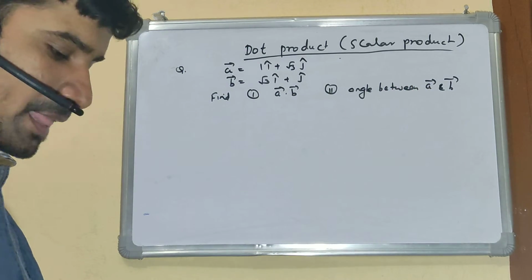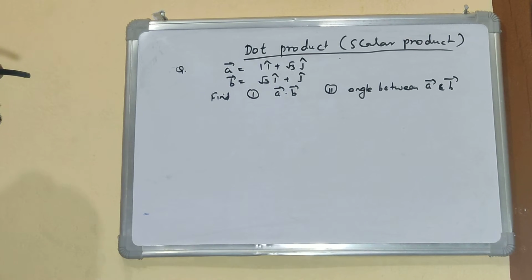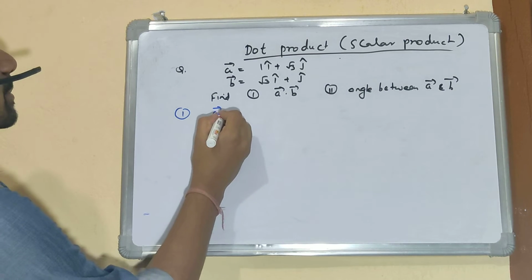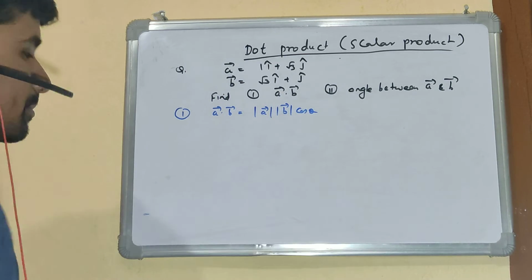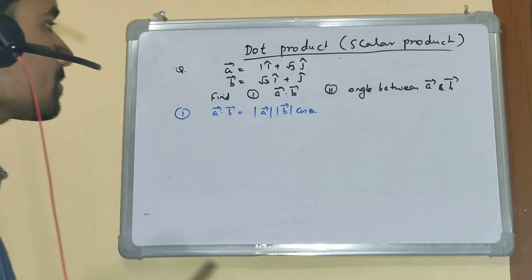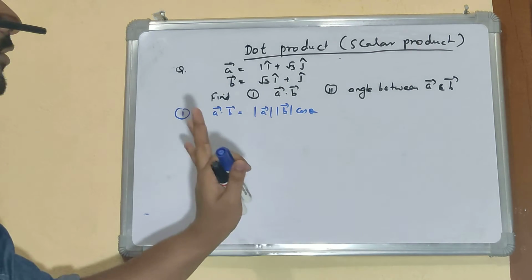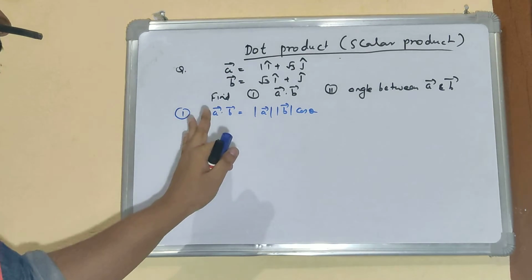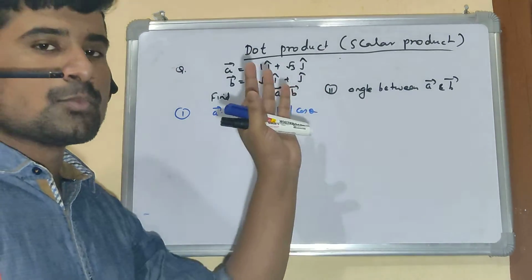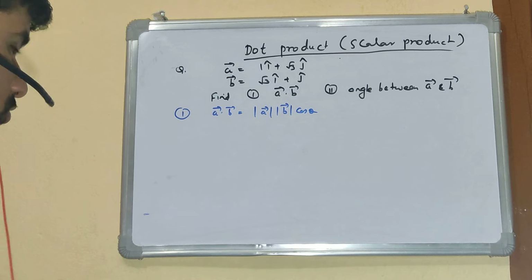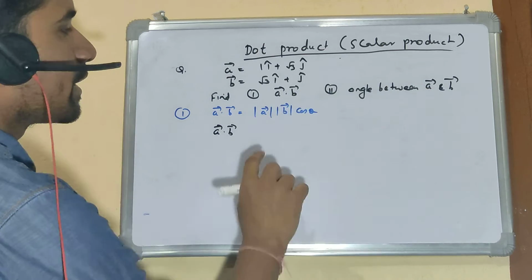Clear? So to calculate the dot product, let's start with the first part. A dot B is nothing but mod of A vector, mod of B vector, cos of the angle between them. This is how we calculate the dot product of two vectors. In this question, I am given the components of both vectors along x and y axis. So let's calculate the dot product like that, because we don't know theta. We need to find theta in the next part.